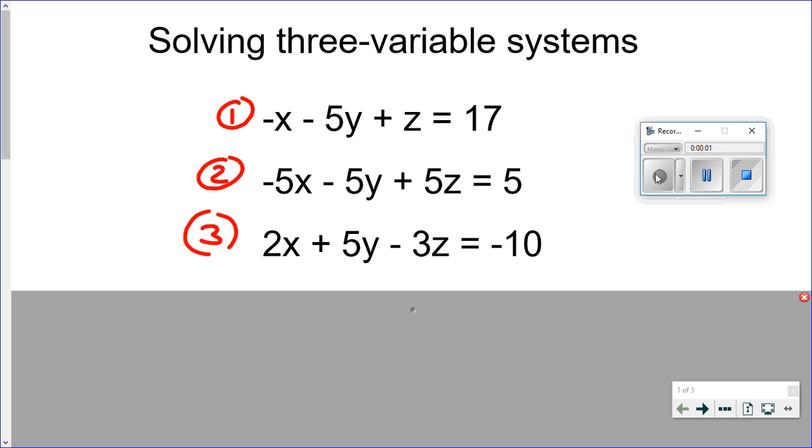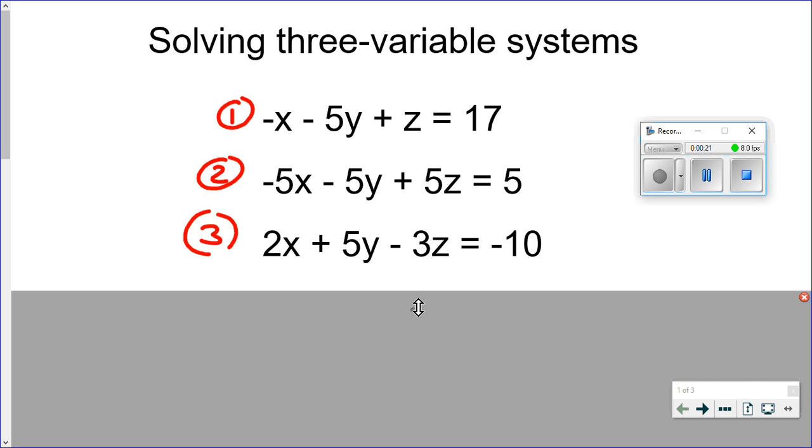Here we go, solving three variable systems. Okay, so a three variable system is basically what you see. It is three variables, and usually with three variables results in three separate equations. So here's our three variable system. And I numbered the equations just so it's easy to refer back to them.